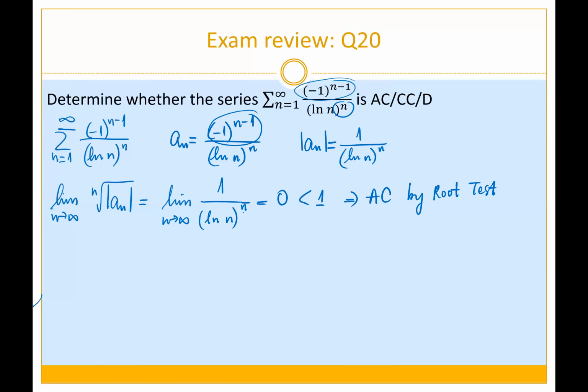Yeah, you still have the n. Oh, sorry, I shouldn't have included it. Sorry. Yeah, I copied it down wrong. But then sure, you have ln of n. So thank you for pointing that out. So it's 1 over ln of n, right?